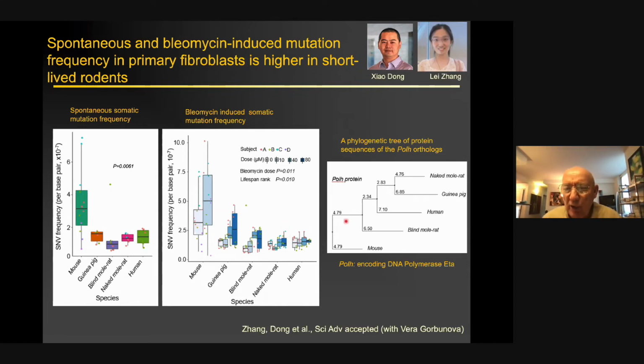Now, for the mouse, this may actually be an exceptional case, because we notice that this polymerase eta is different when you compare the mouse to the other species, and this may actually be responsible for the fact that this is so much different from all the other species. But generally, there is such a longevity relationship.